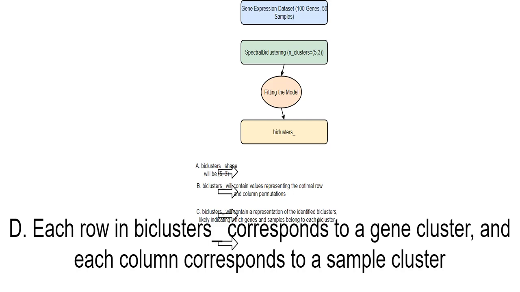Nope, this is wrong. The structure of biclusters_ isn't a simple gene by sample matrix. The organization is optimized to indicate bicluster membership. Think of a more complex organization to show how the genes and samples group up.